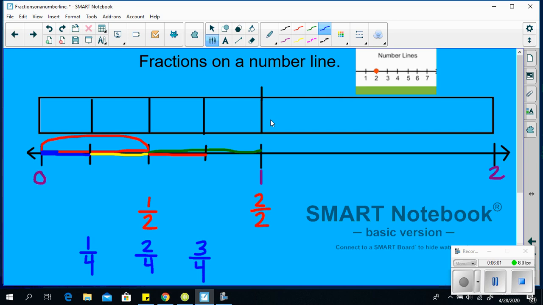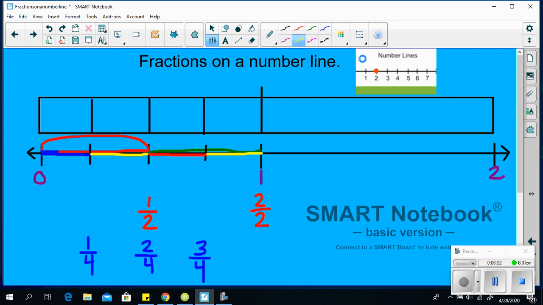I'm going to do the last part. I'm going to use another yellow line. So now blue to the first tick mark gets me 1/4 of the way. And then yellow here gets me 2/4. So the blue and yellow together are 2 parts out of 4. So that's what my fractions on a number line look like.